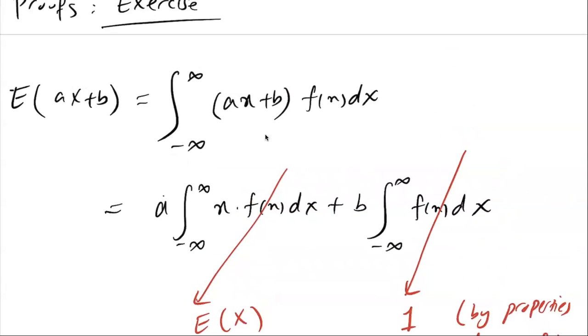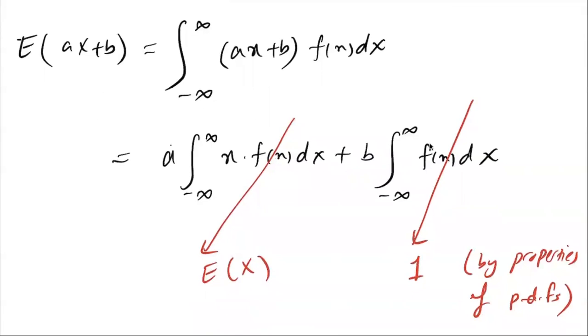So we used the same idea in the discrete case. The only difference was that we wrote sigma over k of (ak plus b) times p of k, instead of f of x. Then again, we could take a out of sigma, b out of sigma. Then we had sigma p of k, which we knew is 1. This time we have the integral of f, which we know is 1. And instead of sigma k p of k, we have the integral of x f of x. So very similar. Instead of sigmas, we have integrals here.